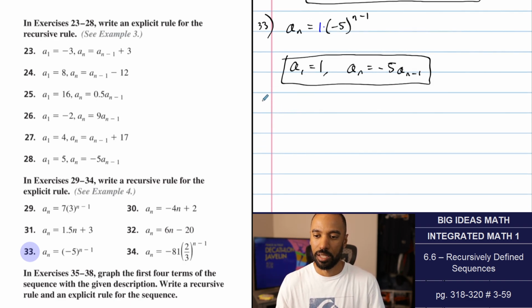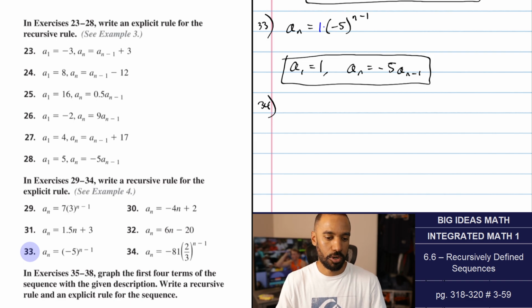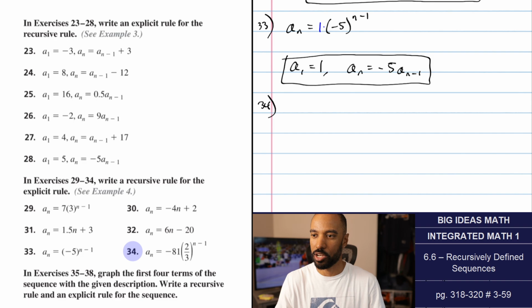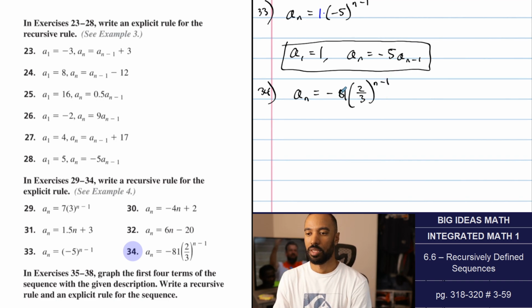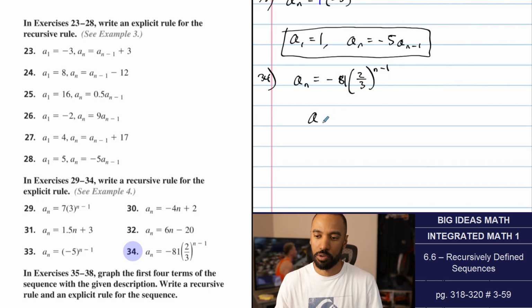We have it. Number 34 is also a geometric sequence. Your first term is written plain as day. Your common ratio is written plain as day. Big or fraction-y as they are, we can kind of just copy paste. So negative 81 times 2/3 to the n minus 1 power. Your first term, negative 81, common ratio of 2/3. So negative 81, let's start from there.